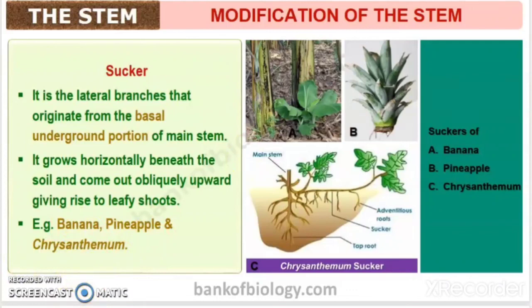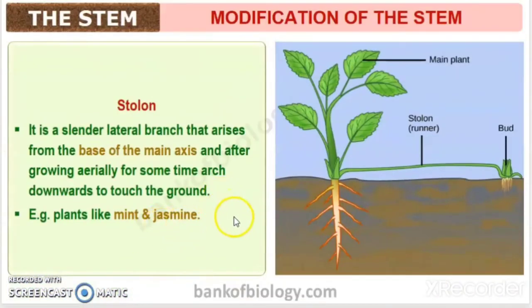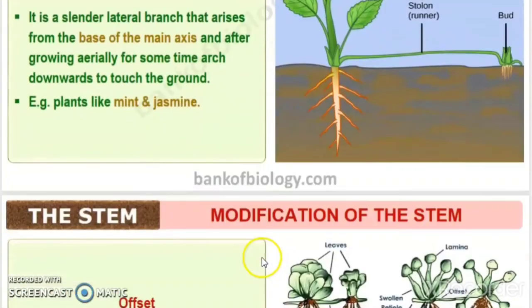Okay, hope you know what chrysanthemum is, right? These are flowers which we grow for ornamental purposes. These flowers also develop new plants with the help of these horizontal structures, which will grow obliquely upwards and give rise to leafy shoots. So we can say that these suckers, the offsets, the stolon and the runner, act as the vegetative part of the plant, which helps in producing new plants.